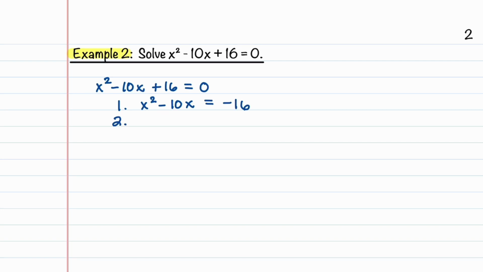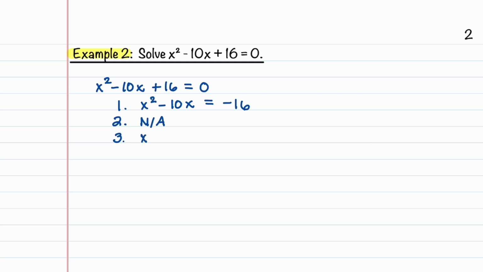Our second step is to divide by a if a is not equal to 1. Notice that we have just x squared, so our a is equal to 1. So let's write that this step is not needed. In our next example, we will be doing that step. Step 3 is to now complete the square.